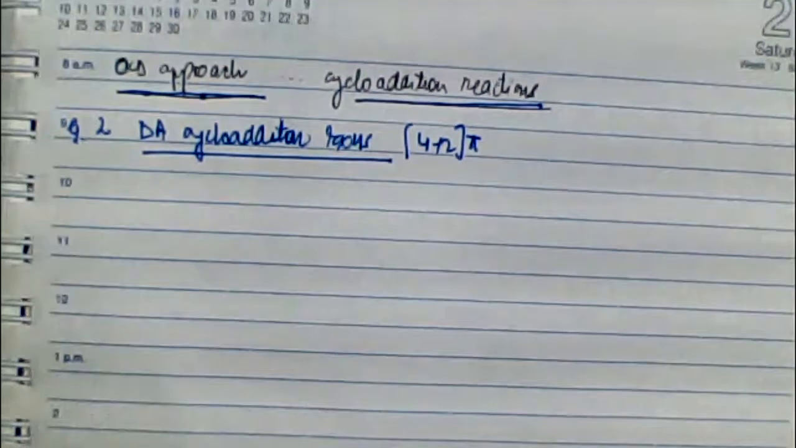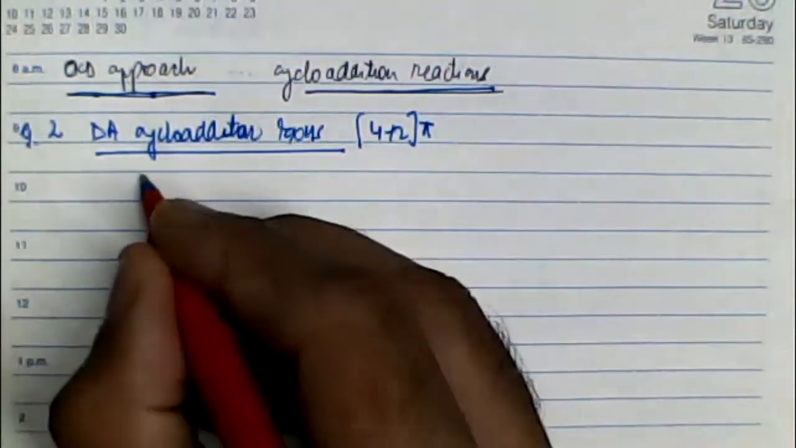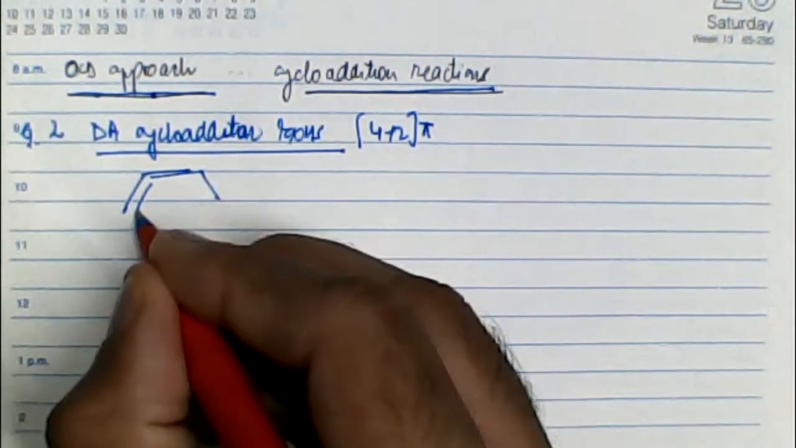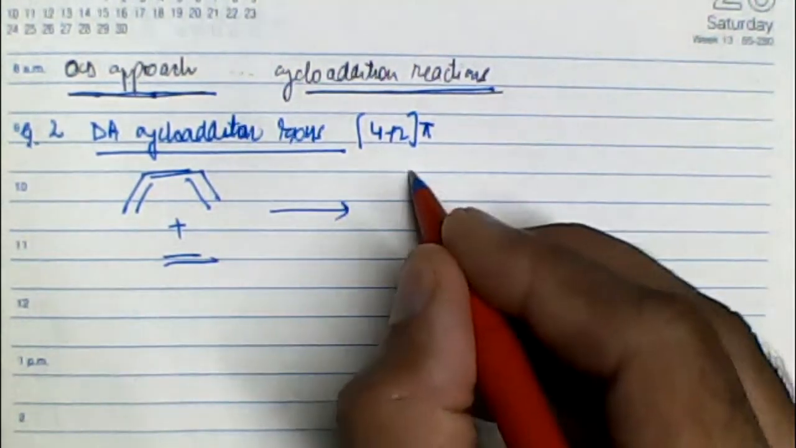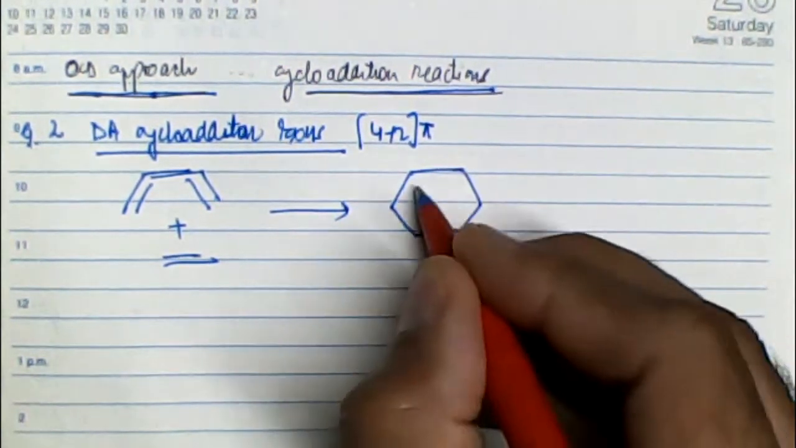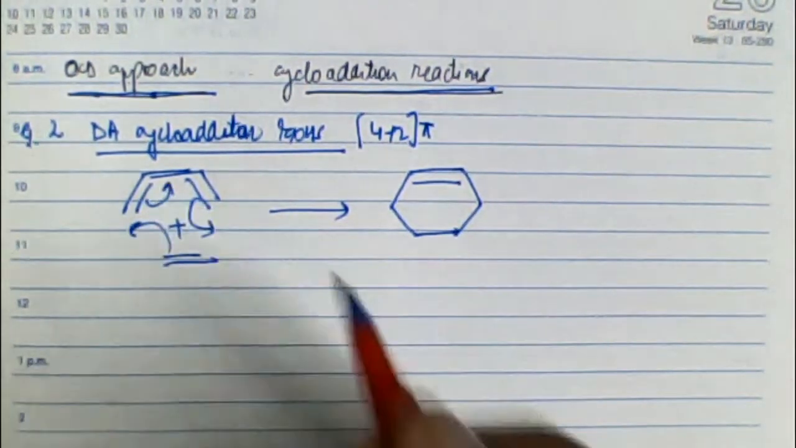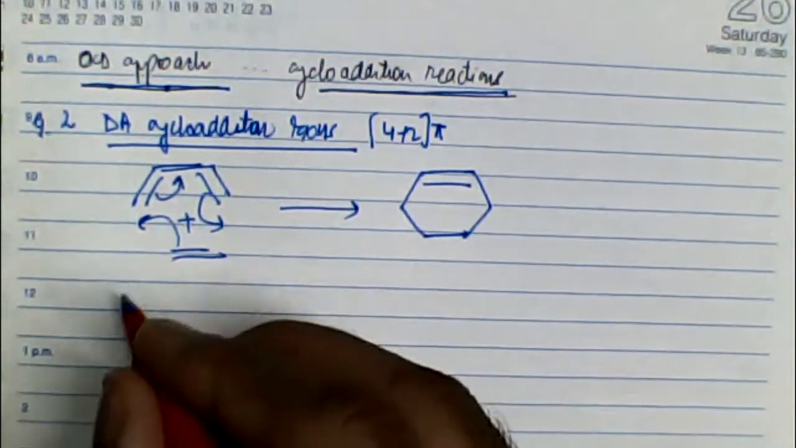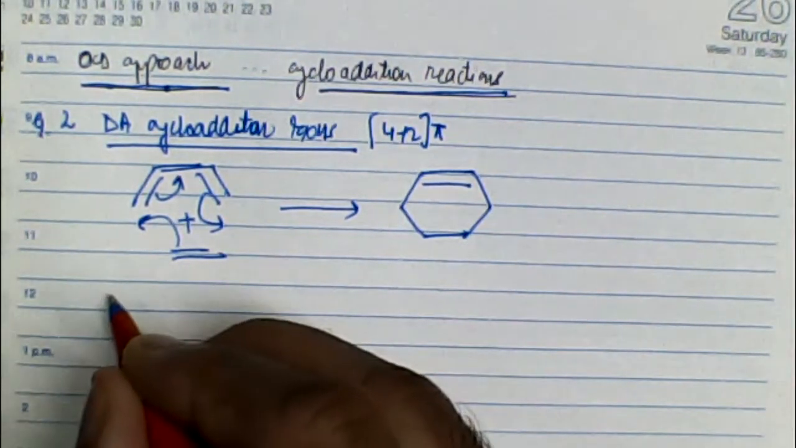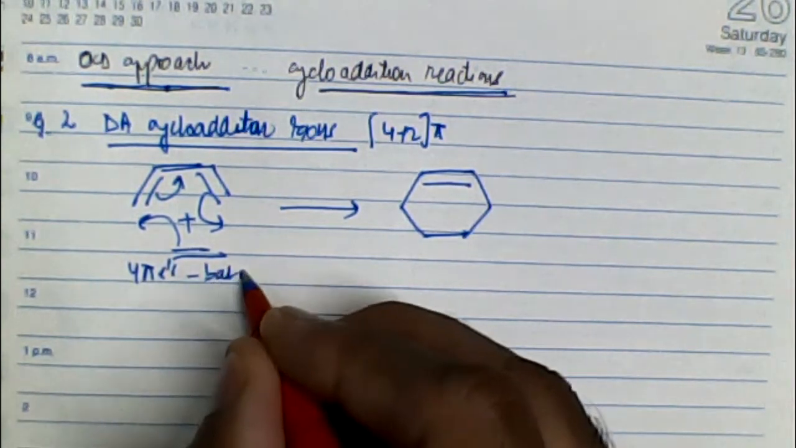Now let's start with the Diels-Alder cycloaddition reaction. The Diels-Alder cycloaddition reaction is a 4 plus 2 cycloaddition reaction between a butadiene and an ethene molecule, and once they combine with one another they form a cyclohexene molecule. You know how to draw the products. If you remember, we just used to move the bonds and we could end up in the products.